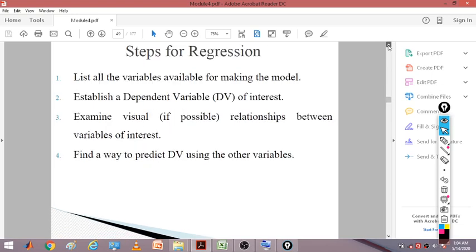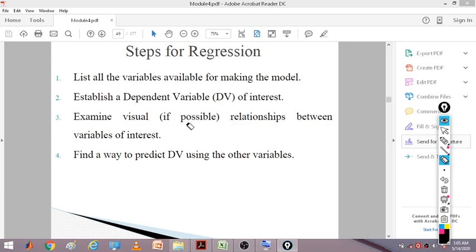Now, the steps for regression. First, you have a list of variables for making the model, that means a list of features for the model. Now establish a dependent variable of interest. The dependent variable is your target variable, so identify which is the target variable, which will be a function of x, derived in terms of your features. The target variable always depends on the type of your features.